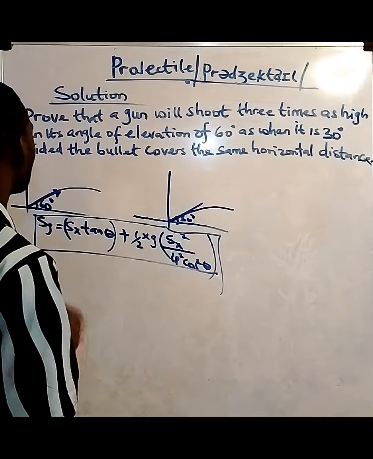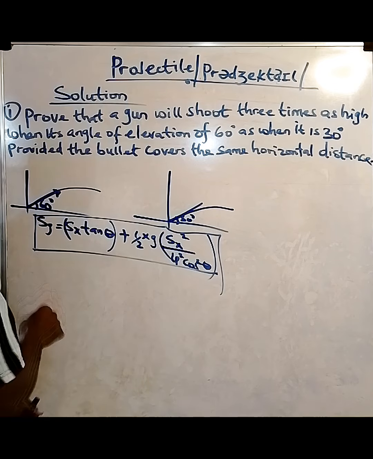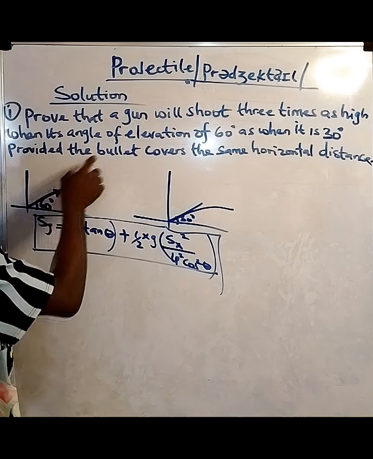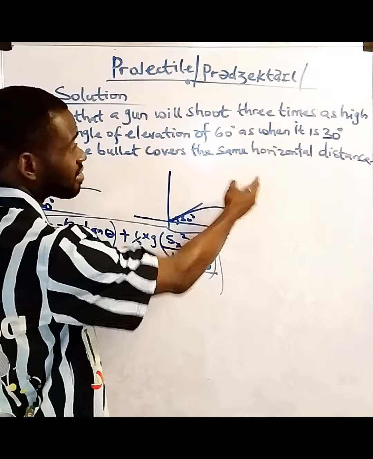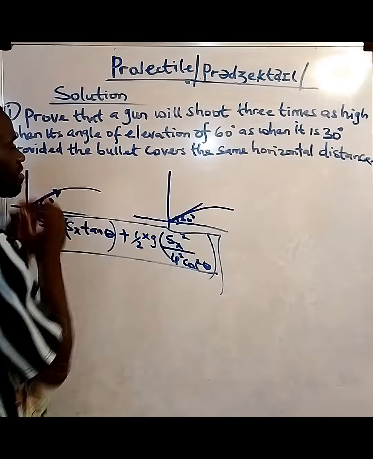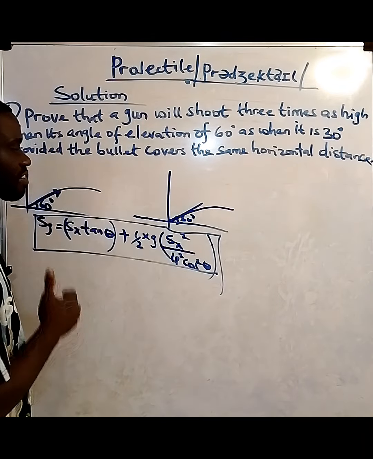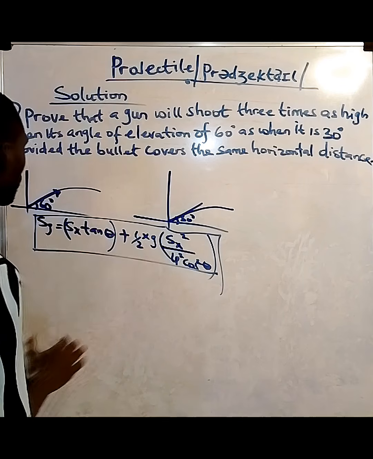So what do we do next? Now let's first of all interpret this. We're going to be using 60 degrees first. So don't forget the fact that there's a clause: the distance covered along the horizontal, that is along the x-axis, must be the same. You understand? For 60 degrees and for 30 degrees, the distance covered along the x-axis must be the same. So since that is known, it's very easy.